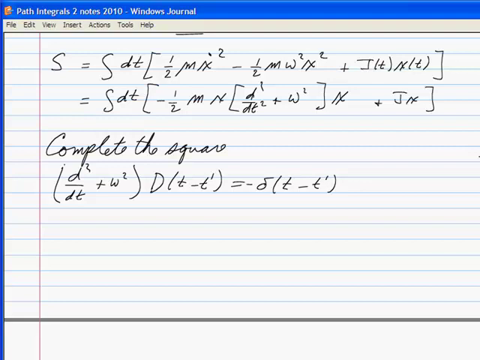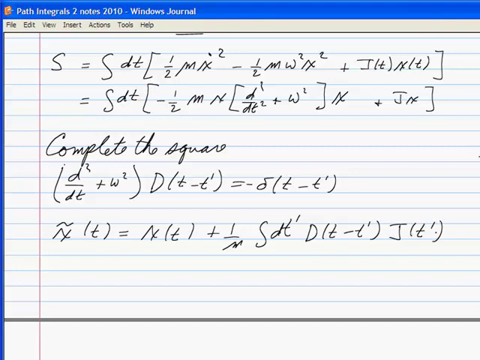Okay, so let's just define that. Well, that's pretty easy to calculate. I'll give it to you a little further down the road. Just carry it along. But then completing the square, I'm going to define x twiddle of t as x of t plus 1 over m integral dt prime D of t minus t prime j of t prime.